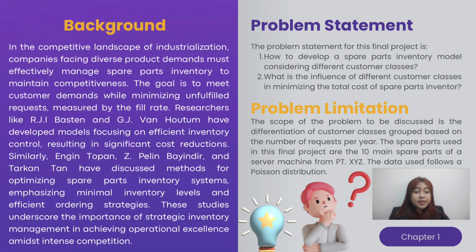Okay, the next is problem limitation. The scope of the problem to be discussed is the differentiation of customer classes grouped based on the number of requests per year. The spare parts used in the final project are the 10 main spare parts of a server machine from PT XYZ. The data follows a Poisson distribution.